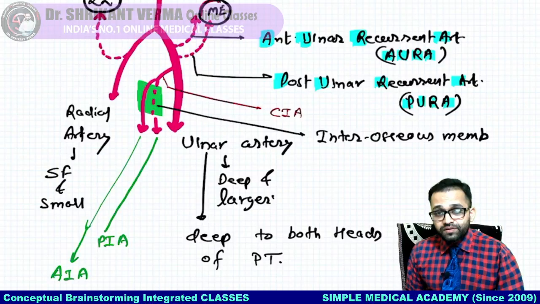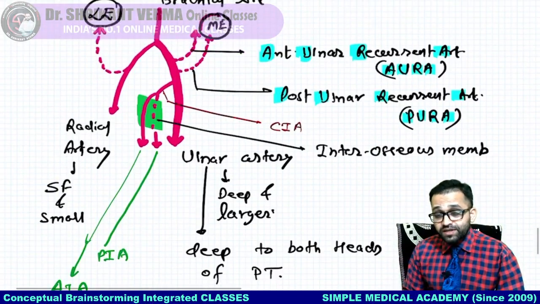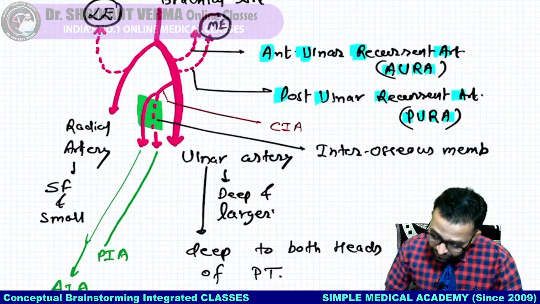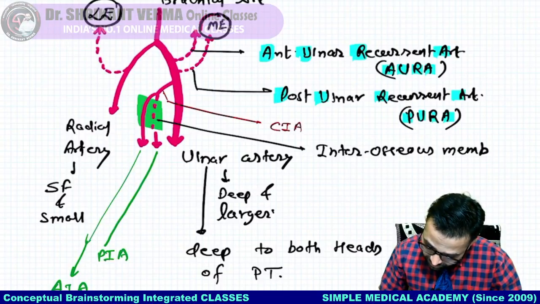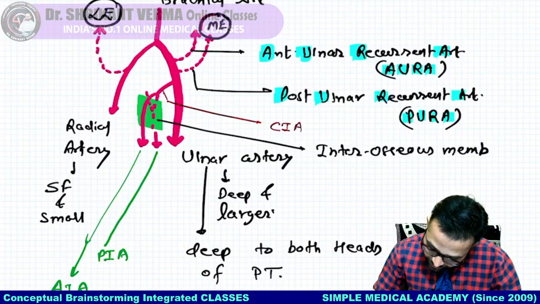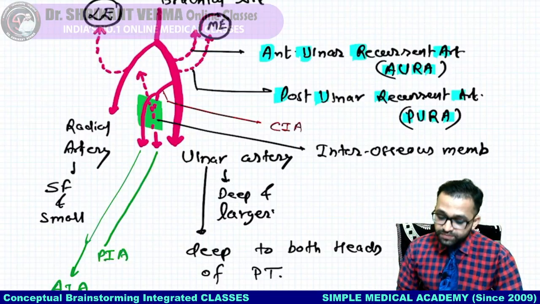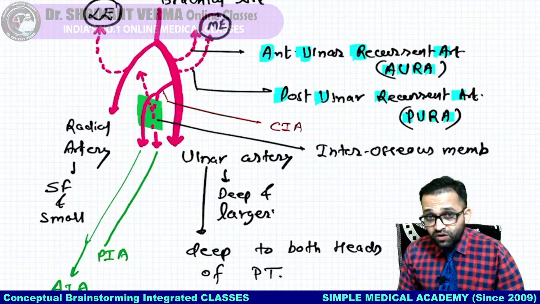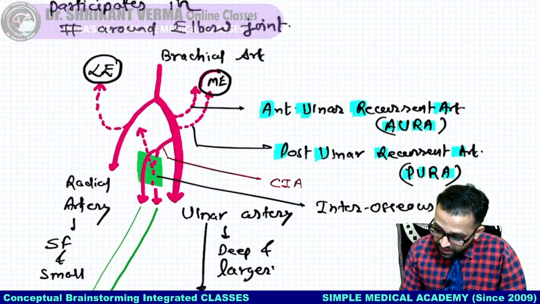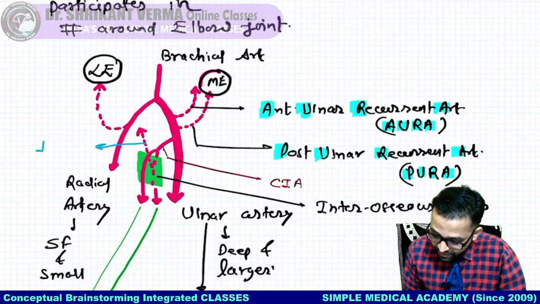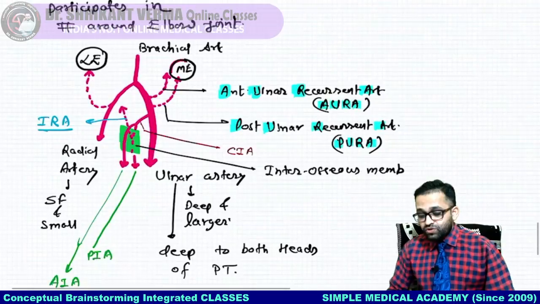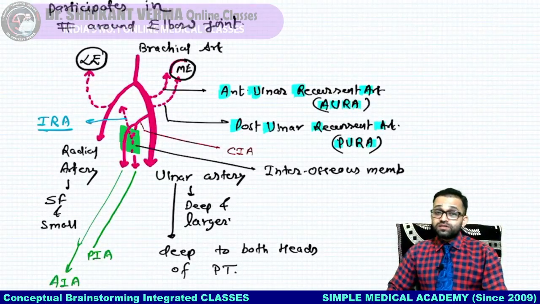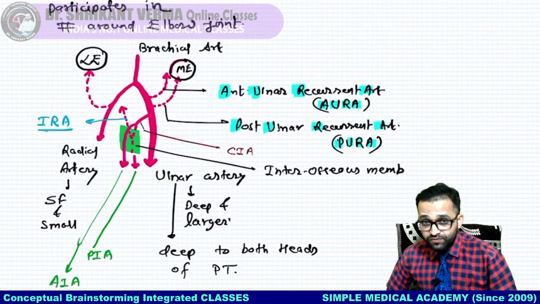Okay. Now, do you remember one more content? This posterior interosseous artery was giving a branch. Yes, it was giving a branch which was going upside to participate in the anastomosis around the elbow joint. Yes, and this particular artery was known as the inferior recurrent artery. So these all are the different contents. So what are the contents of the cubital fossa?